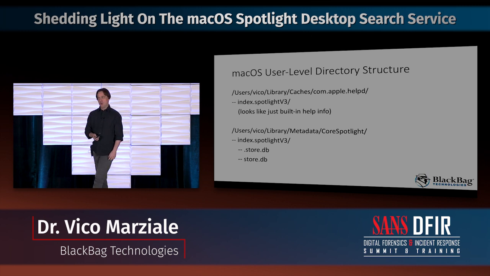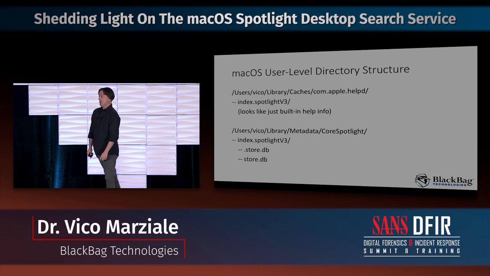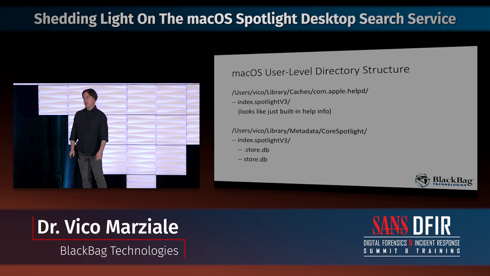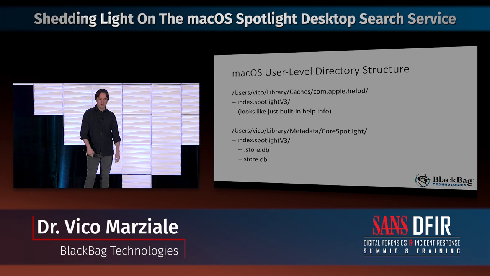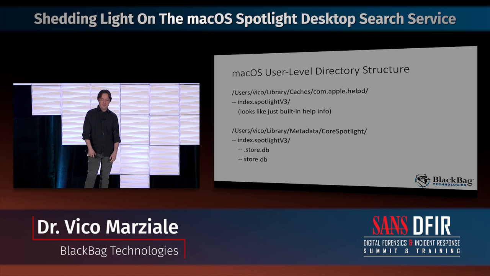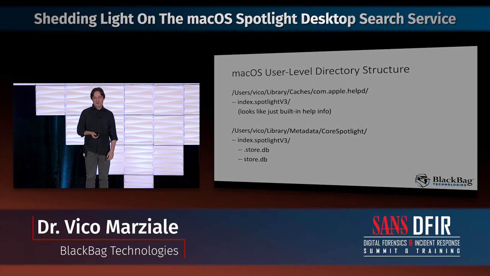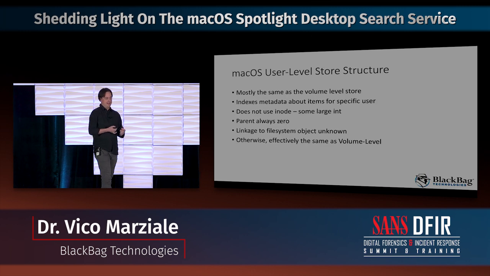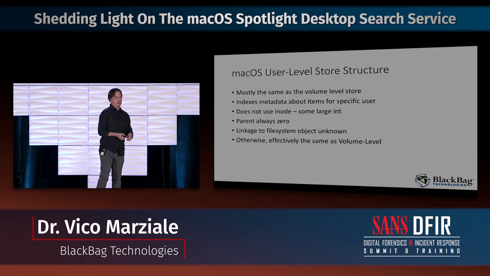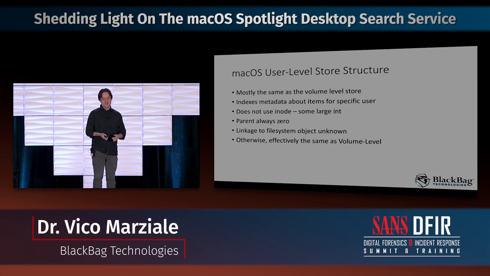I only looked at it for a little bit, but it didn't seem like there was interesting stuff there, but I didn't want to neglect to mention it either. And the one that we actually care about is the second one. So in the user's home directory under Library, Media, CoreSpotlight, Index, dot whatever, you'll have store files again. Are the store files the same as the volume level ones? Kind of. They're almost the same. In fact, the file format really is exactly the same.